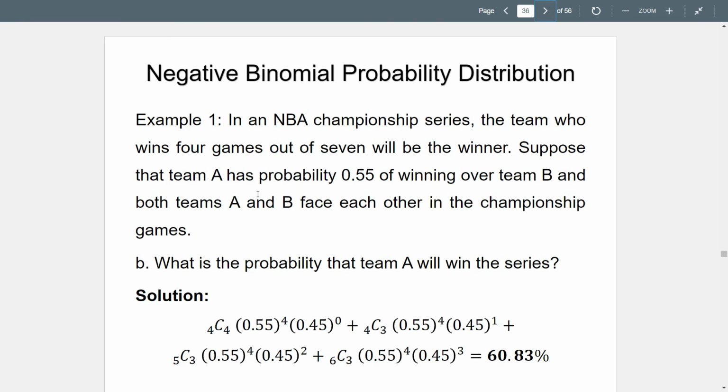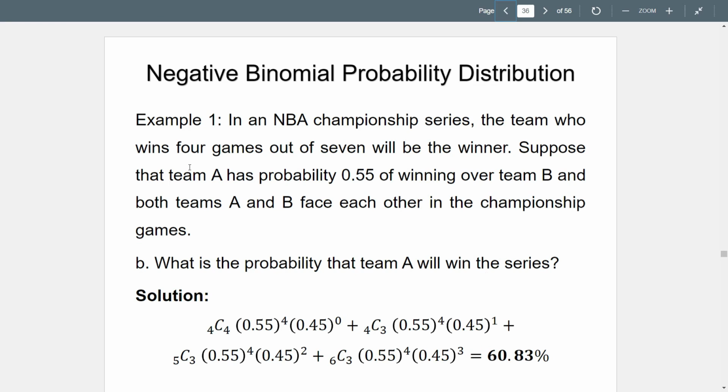So, continuation of problem 1: what is the probability that team A will win the series? So 4 games out of 7.